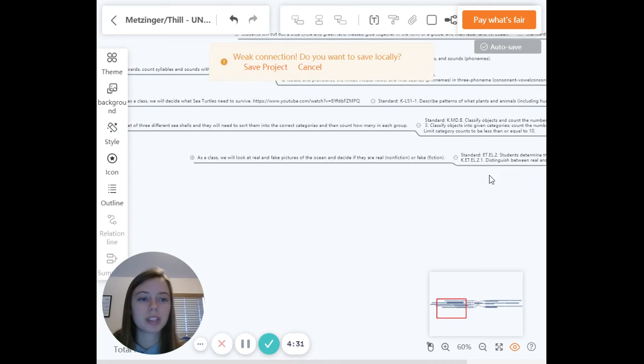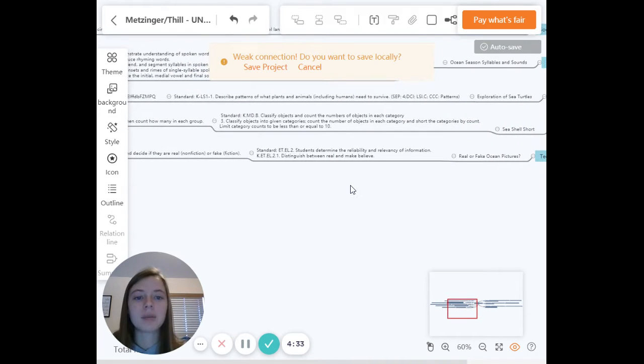So this standard is K.MD.B, classify objects and count the numbers of objects in each category. So we're classifying the seashells and then counting how many are in each group. Classify objects into given categories, count the number of objects in each category, and sort the categories by count. Limit category counts to less than or equal to 10. So we wouldn't have more than 10 seashells in each group.